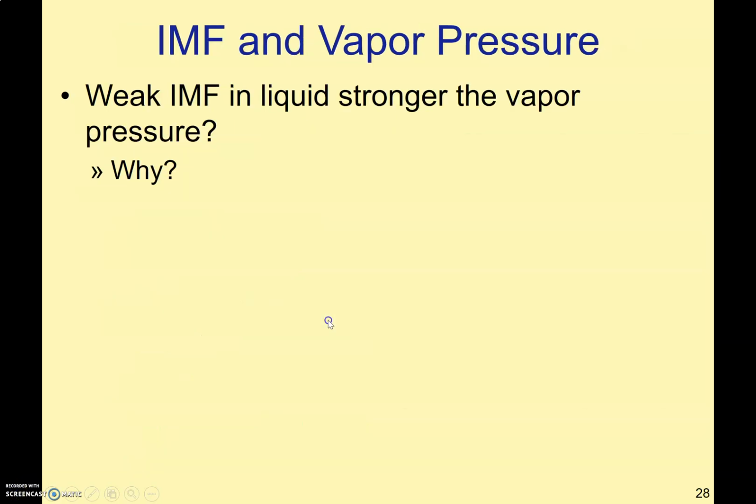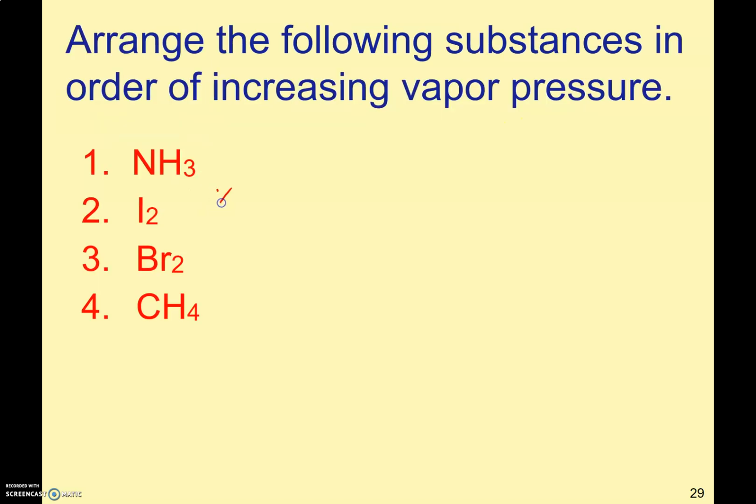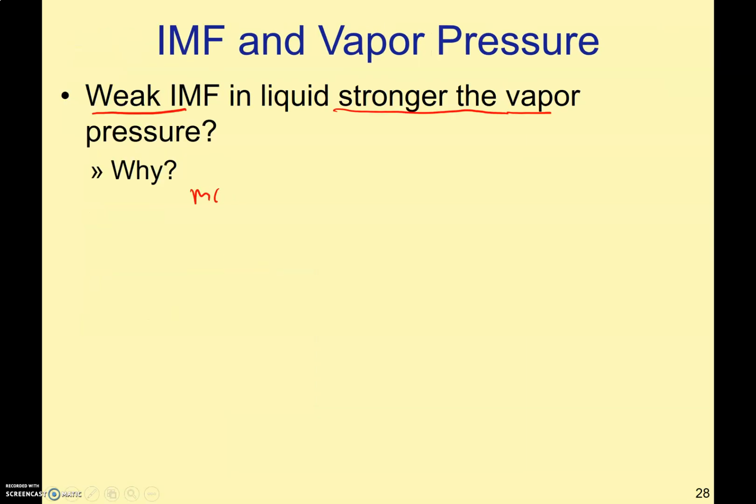So it makes sense, based on what we've been learning, that if you have weak intermolecular forces, you're going to have a higher vapor pressure because more particles can escape. You can write this down because I'm running out of time and I want to make another video. If you have weaker intermolecular forces, it's easier for the particles to escape into the gas phase.